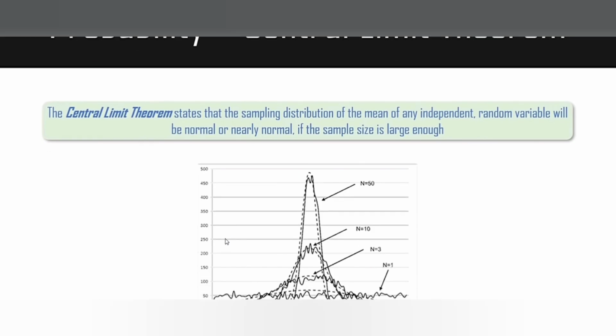The central limit theorem states that the sampling distribution of the mean of any independent random variable will be normal or nearly normal if the sample size is large enough. So see, the sampling distribution of the mean is normal if the size is large enough.